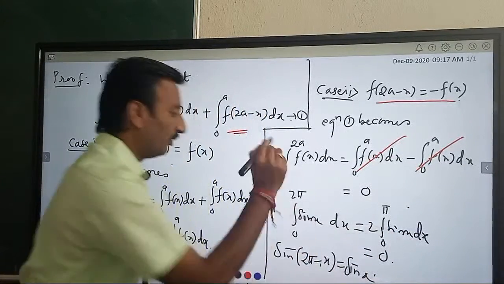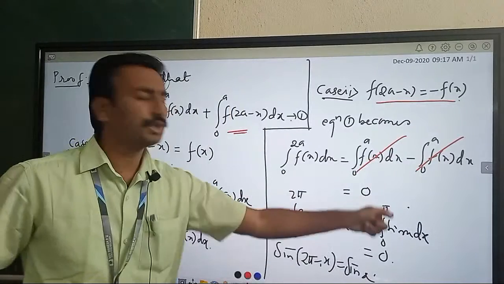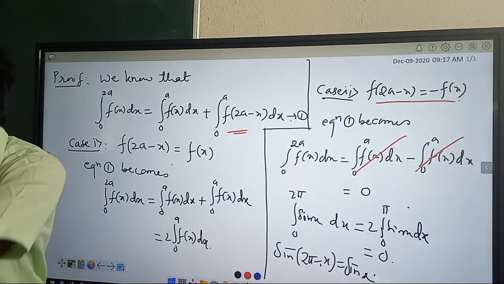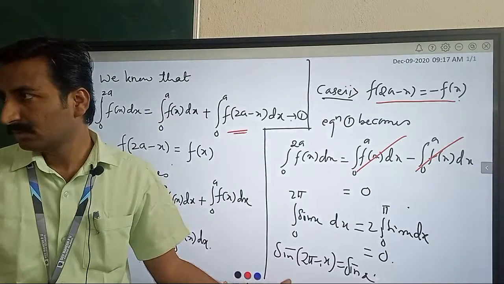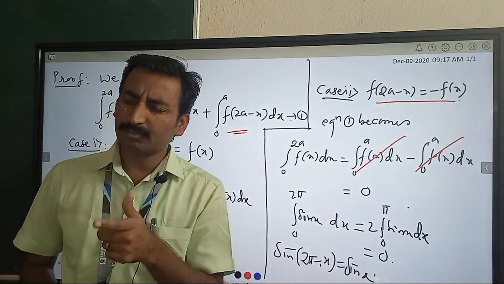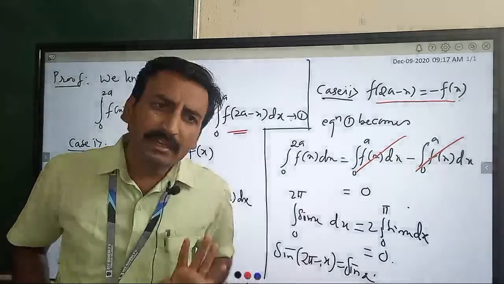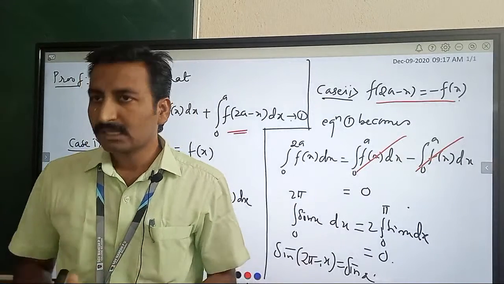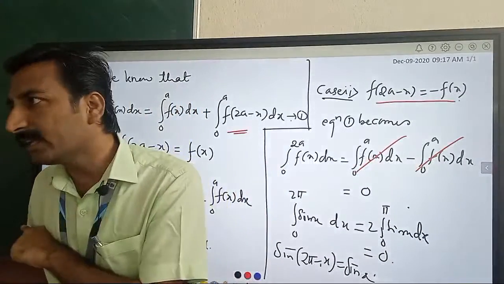Yes. Now look at this. 0 to 2 pi sin x dx is the same as 2 times 0 to pi sin x dx. It is possible only when this happens. And you may feel, sir, I have a small doubt regarding the problem. Sin of 180 minus theta is also sin theta. Are you understanding what I am going to say? Sin of pi minus x is also sin x.